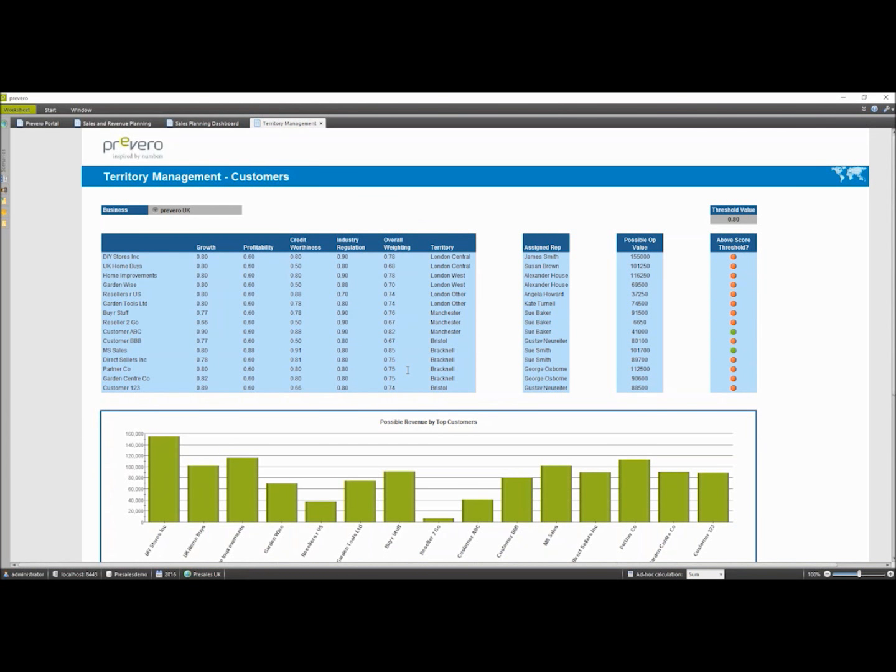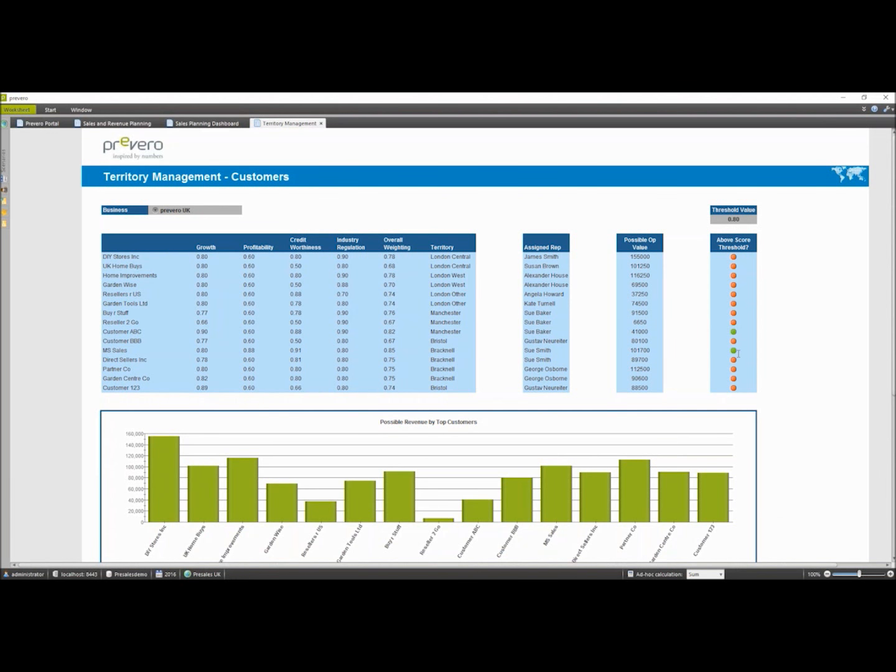So there we can see we've got a threshold of 0.8. There's not very many customers that we're going to look at to start with, but we can play around with this. What happens if we're a bit more flexible and say 0.75? That then brings in a few more customers that we can look at.